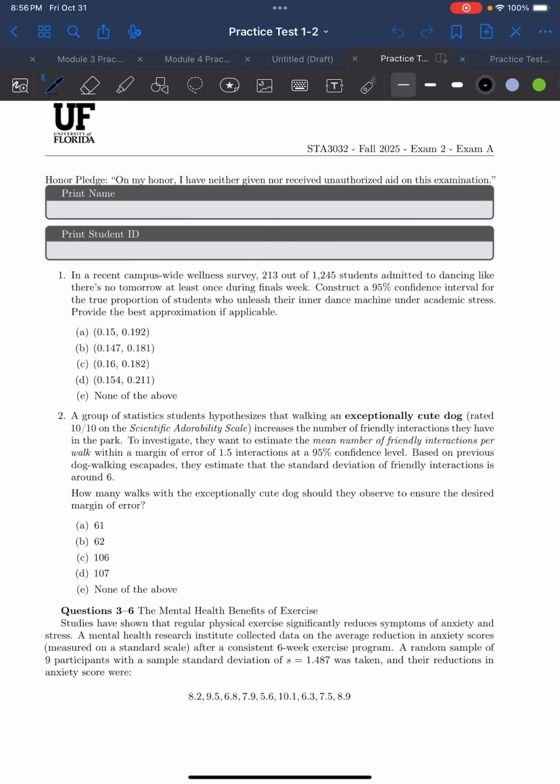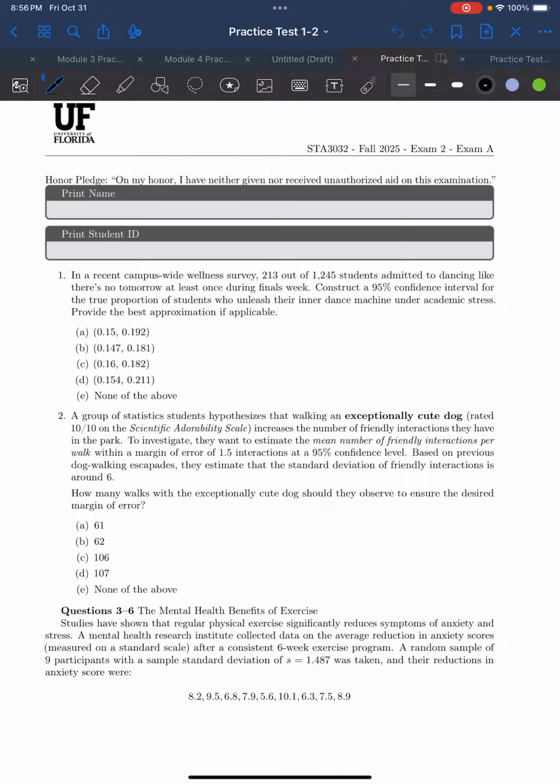Okay, so for the first problem, it says in a recent campus-wide wellness survey, 213 out of 1,245 students admitted to dancing like there's no tomorrow at least once during finals week. And we want to construct a 95% confidence interval for the true proportion of students who unleash their inner dance machine under academic stress. And then we have our answer choices here.